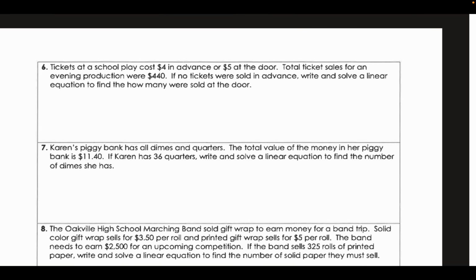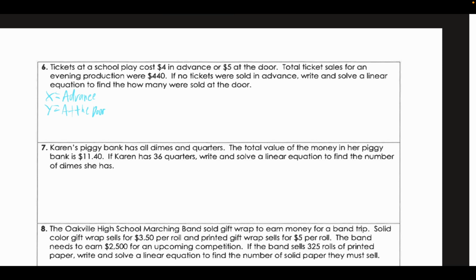Tickets at a school play cost $4 in advance and $5 at the door. Ticket sales for an evening production were $440. Let's stop before we move on. So we're going to establish our x and our y, even just based upon that. Our x and our y are the tickets purchased in advance, and the other one's at the door. It doesn't really matter which one you call which, at the end of the day. So one is advance and one is at the door.